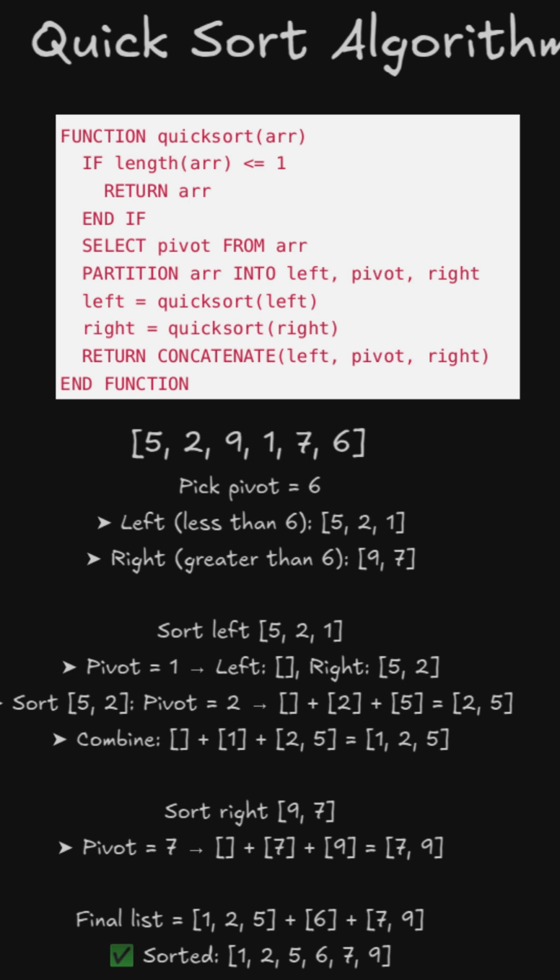Is there a catch? Any downside? Well, like most algorithms, it's not perfect in every single situation. Its performance can sometimes degrade, especially if you consistently pick bad pivots. Right. Like always picking the smallest or largest element in an already sorted list. That's the worst case scenario. Okay. But on average, for random data, it's exceptionally fast, which is why it's still so dominant.